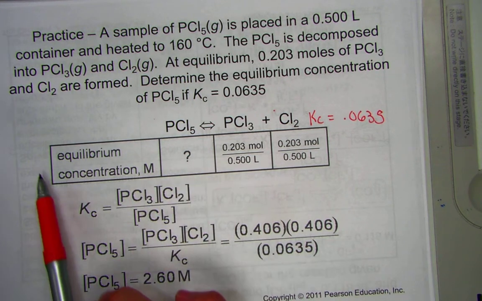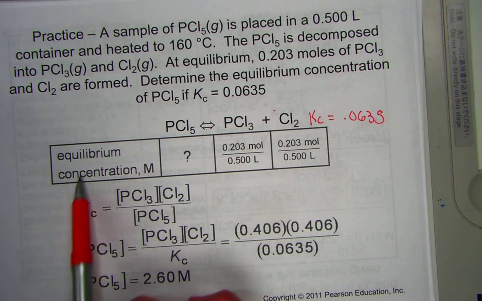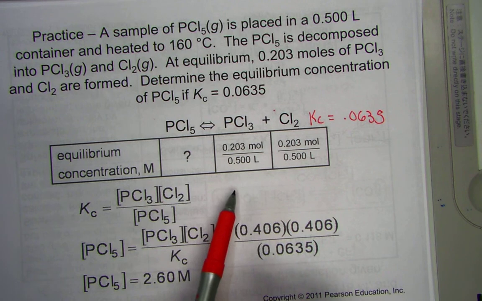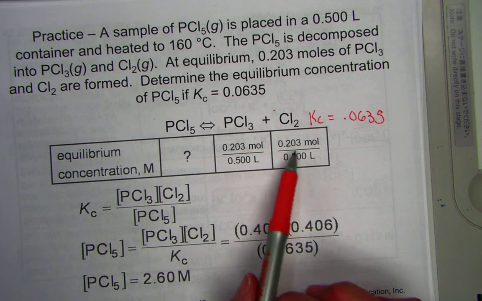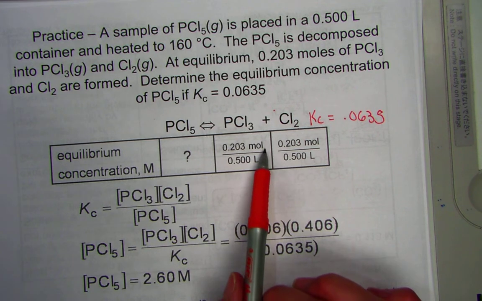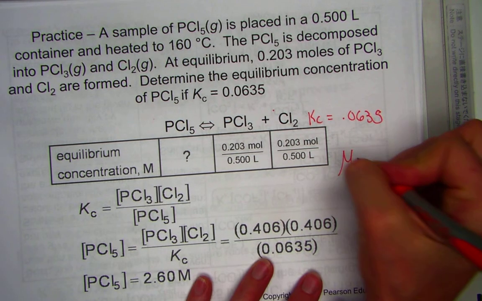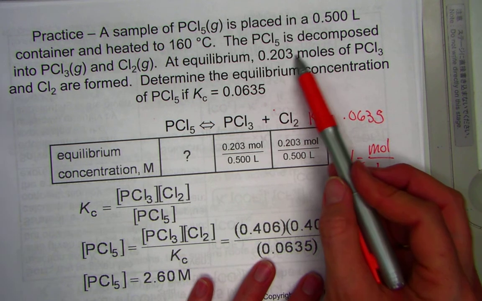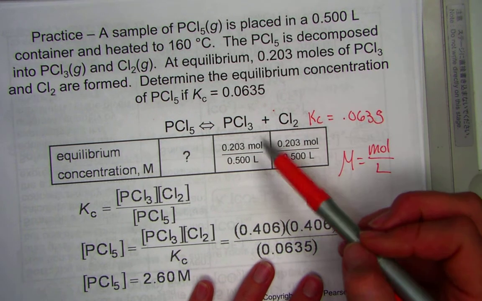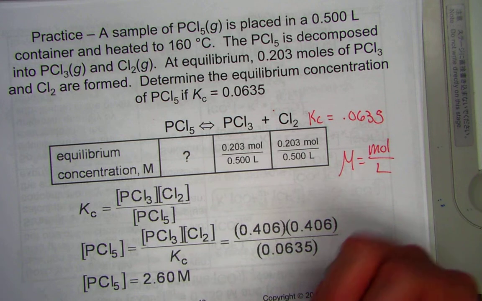So our chart is not an ICE chart because it's asking already for equilibrium. 2 of those are provided. In this question, it really isn't any more difficult than the previous one, except they're making us work out big M, molarity. Molarity is moles per liter. They gave us moles and they gave us liters. So they're just making us solve for the molarity.